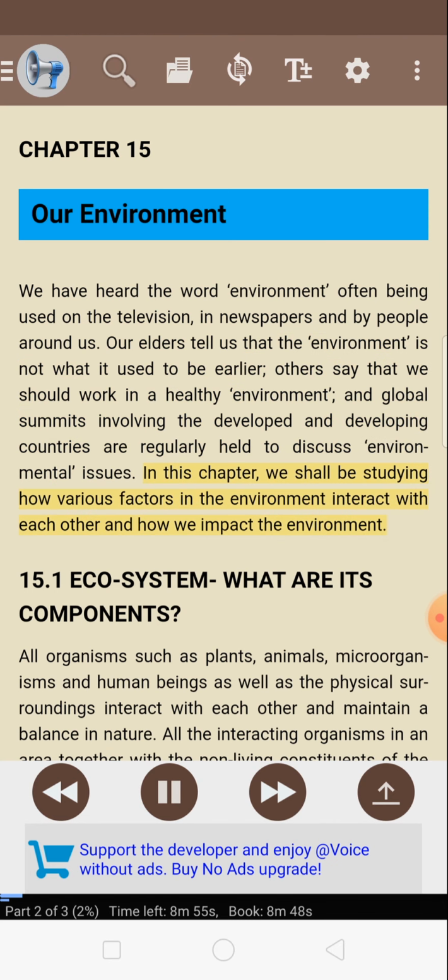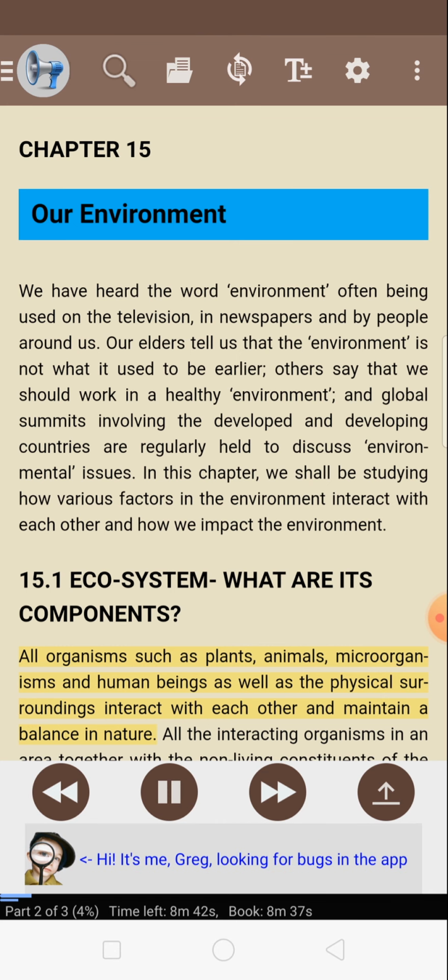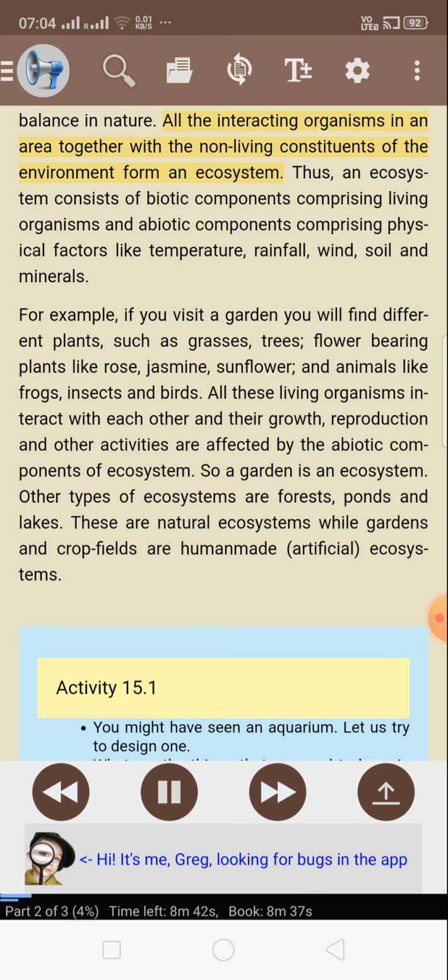In this chapter, we shall be studying how various factors in the environment interact with each other and how we impact the environment. 15.1 Ecosystem. What are its components? All organisms such as plants, animals, microorganisms, and human beings, as well as the physical surroundings, interact with each other and maintain a balance in nature. All the interacting organisms in an area together with the non-living constituents of the environment form an ecosystem.